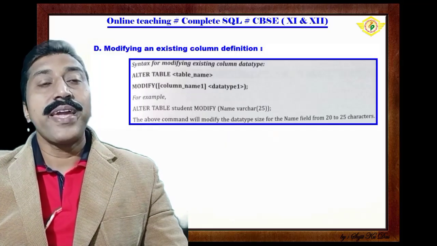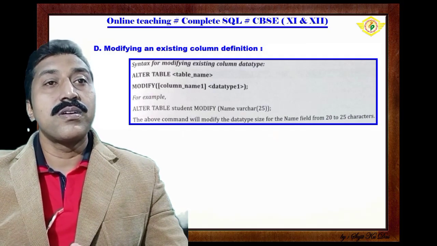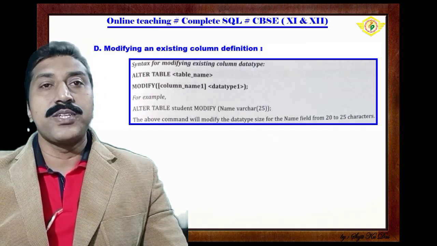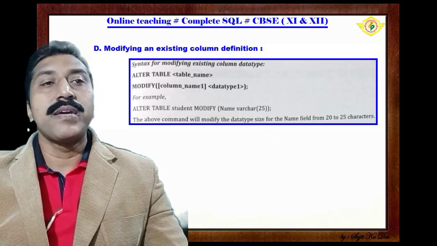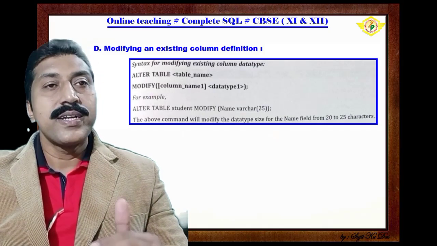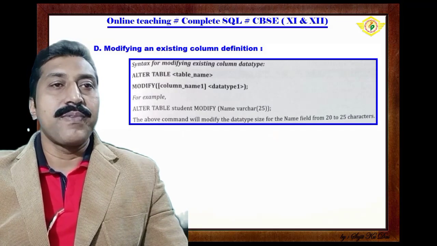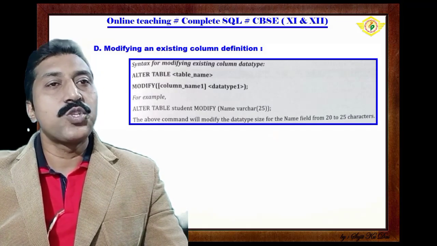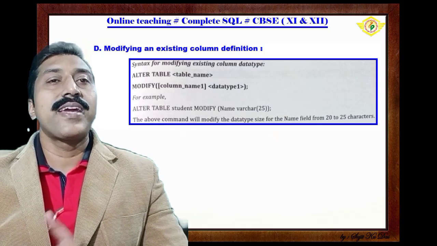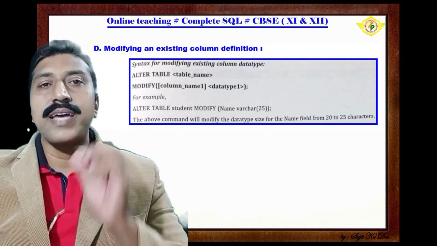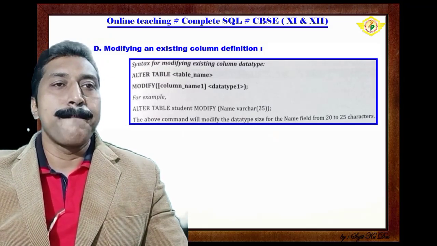Next, modifying an existing column definition. The MODIFY clause can be used with the ALTER TABLE command to change the data type, size, or constraint related to any column of the table. Example: ALTER TABLE table name MODIFY column name data type. Example: ALTER TABLE student MODIFY name VARCHAR(25). That means we can change the data type, size and fields, for example from 20 to 25.